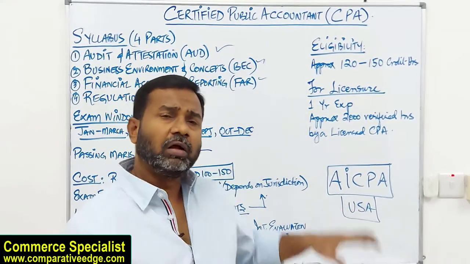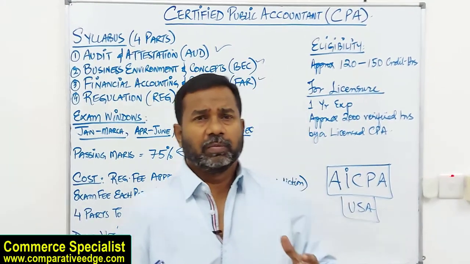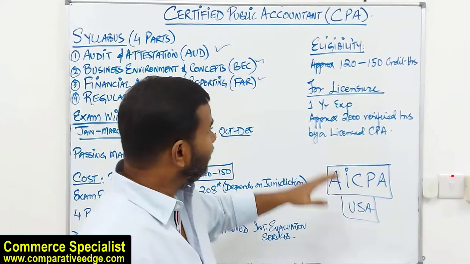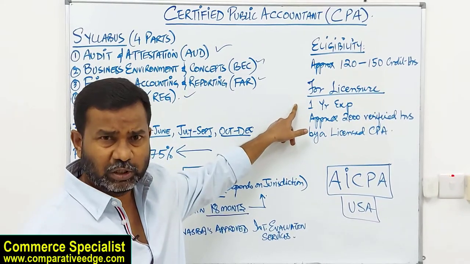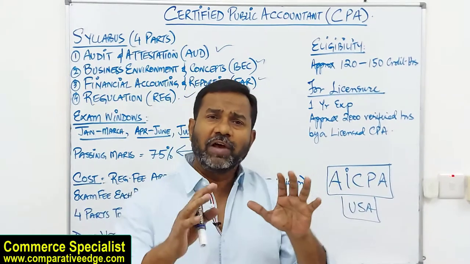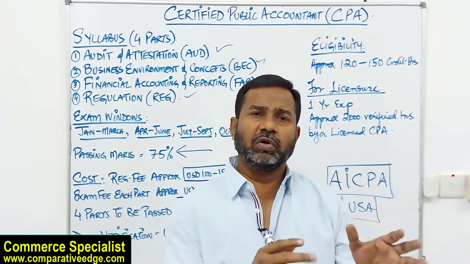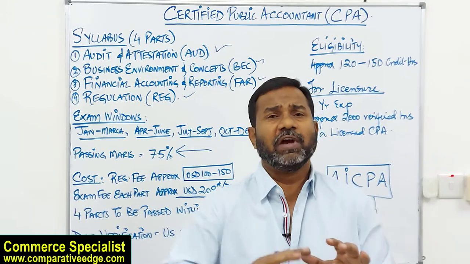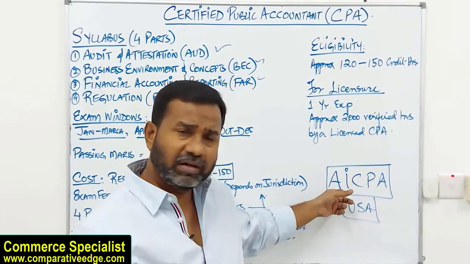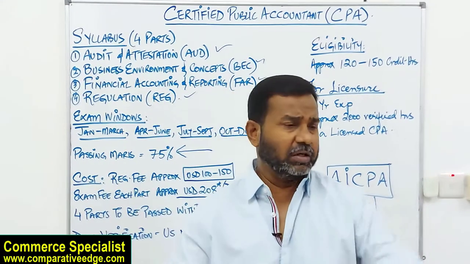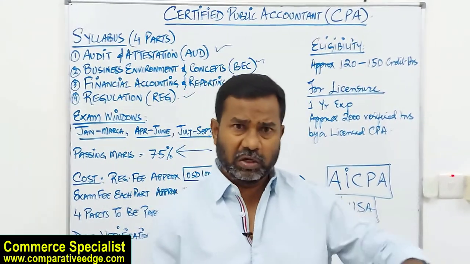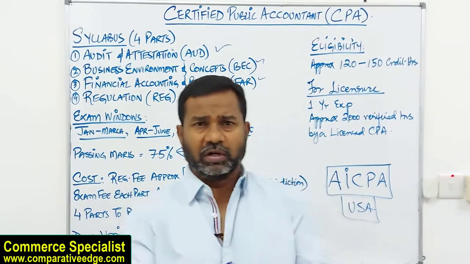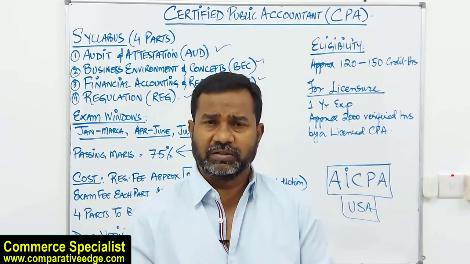Coming to licensure, once you qualify the CPA exam, you need to get yourself licensed to work as a certified public accountant. For licensing, the requirement is you need to have 1 year of experience, which includes approximately 2,000 hours verified by a CPA license holder. So let's say I am a CPA license holder, and you're working under me or I'm your mentor. I should be verifying to AICPA, the American Institute of Certified Public Accountants. I'll be telling them, yes, I know Mr. X or Ms. Y, they have worked under me, or I know that they have worked at least 2,000 hours relating to accounting, finance, auditing, risk management, the allied, relevant areas.